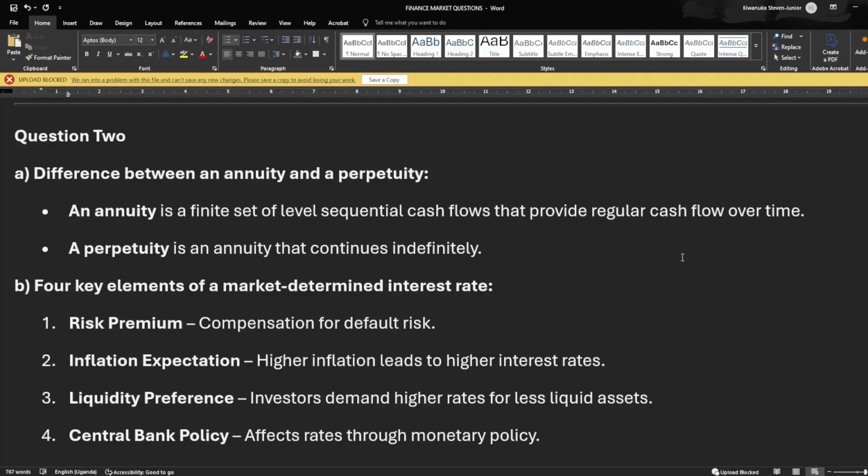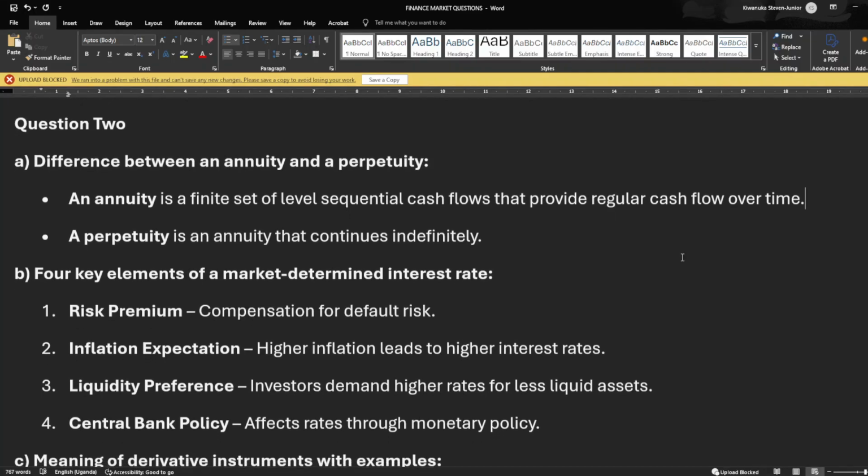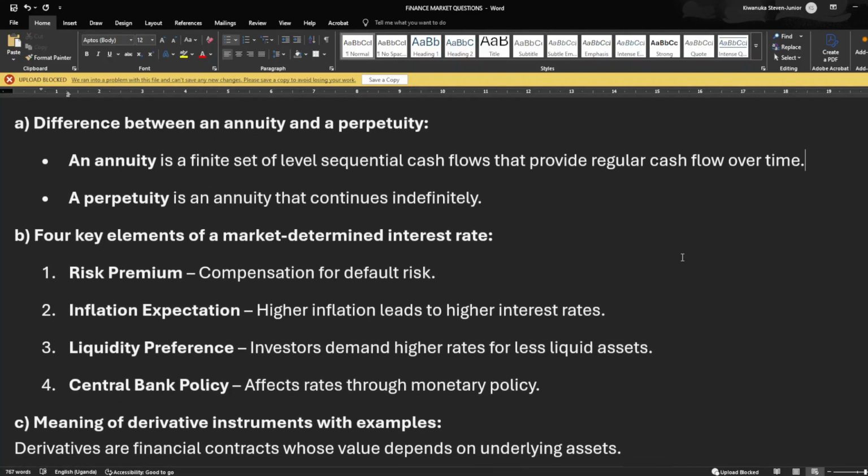Then a perpetuity is actually an example of annuity. It's a type of annuity that continues indefinitely. So an annuity has a time bound, it is finite, while a perpetuity continues indefinitely.